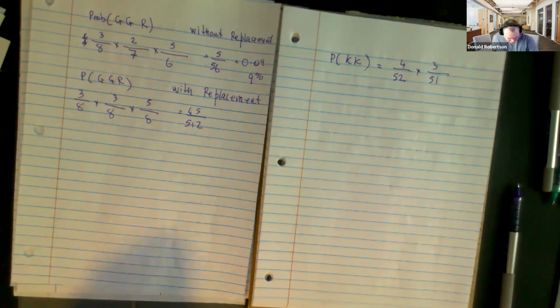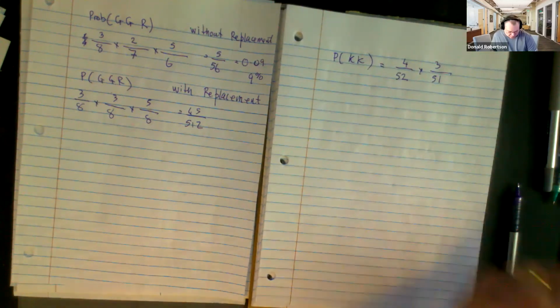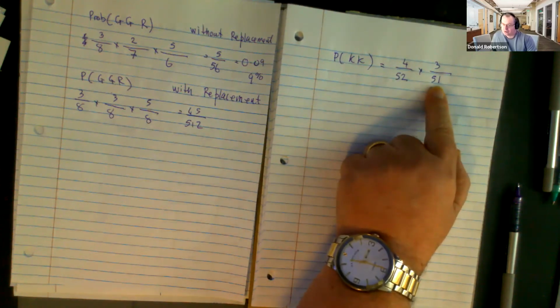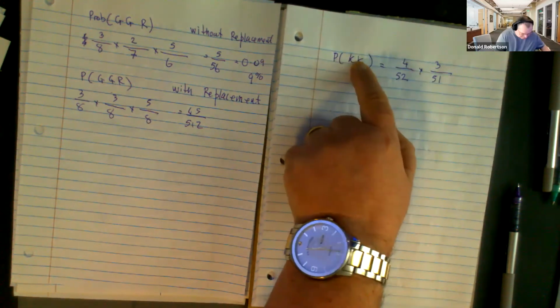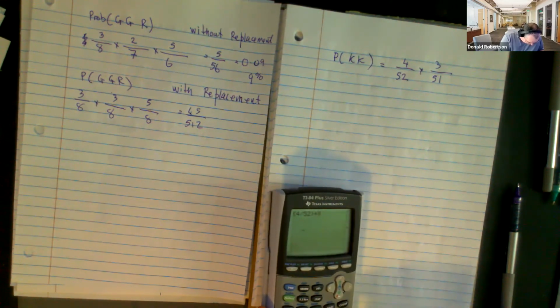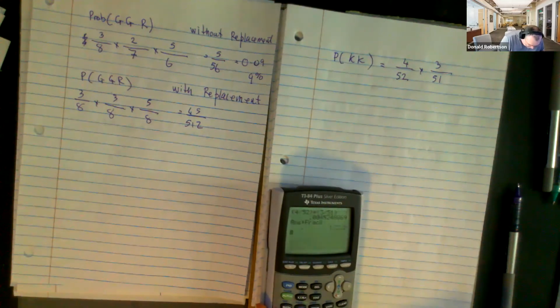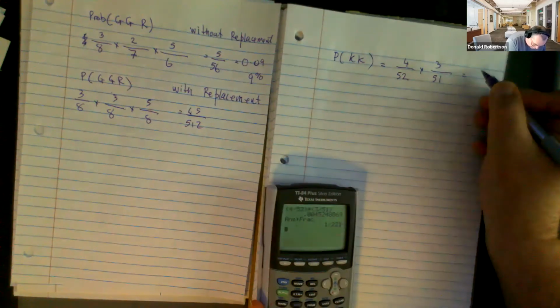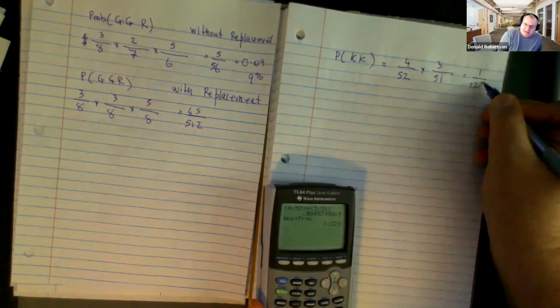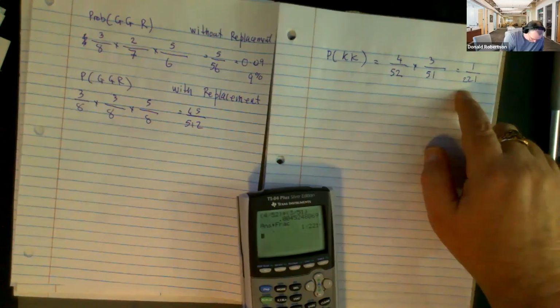Have you noticed that you kind of reduce by 1, reduce by 1? Have you noticed that pattern? The number on the bottom becomes 1 less, and the number on the top, at least if they're the same thing, becomes 1 less. So let's put that into the calculator and go 4 divided by 52 times 3 divided by 51. And I'm going to do a math 1 fraction. And I get as a fraction 1 over 221. It's not uncommon with these questions that you turn them into a decimal and then you round it off.